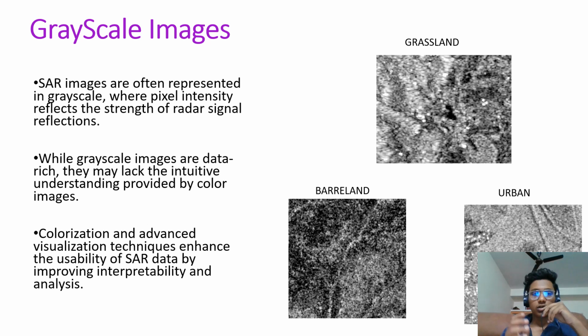So let us look at what grayscale images are. As we see here, this is a grayscale of grassland, bareland, and urban. Grayscale images are fully rich in data of the ground, but the problem here is they are not colorized. As we see here, all these three images are grayscale, but we can't understand which is which. So we are going to do colorization of SAR images.